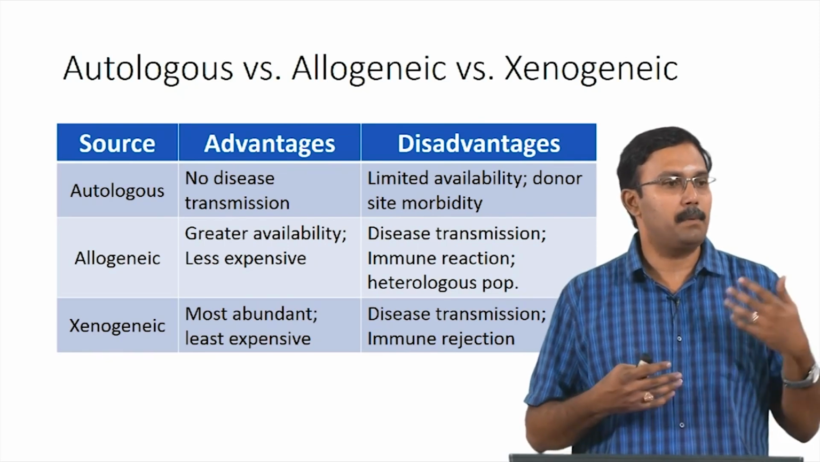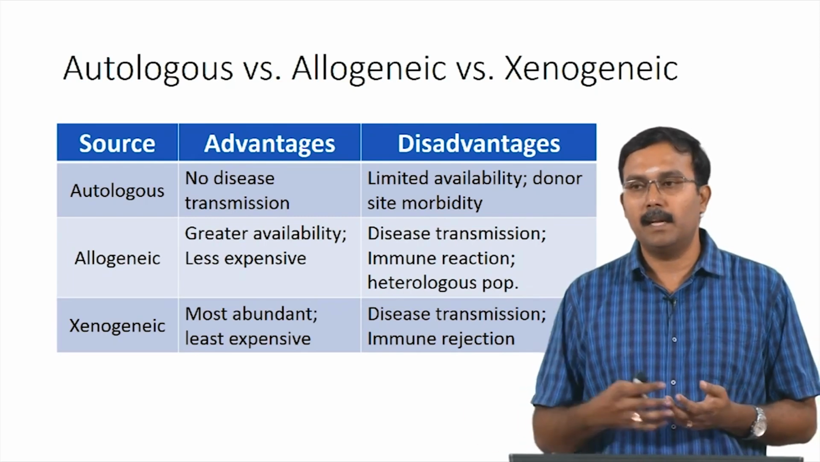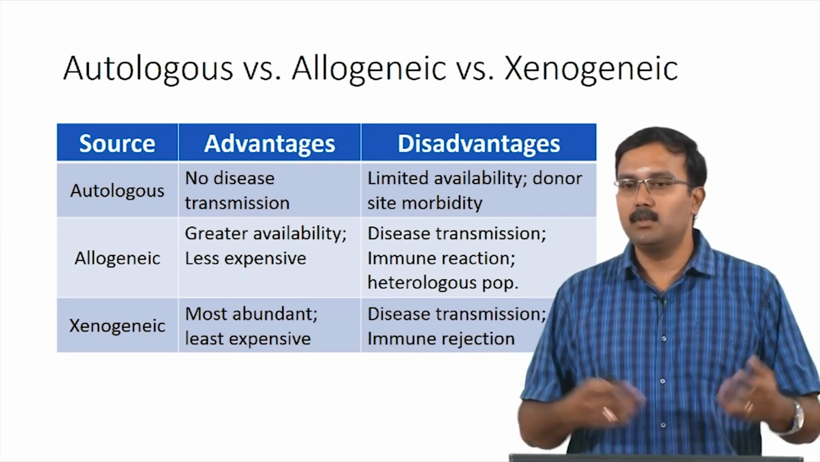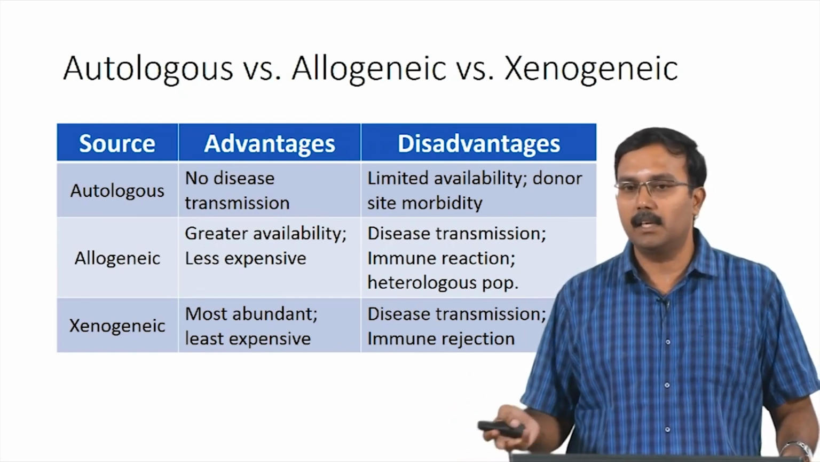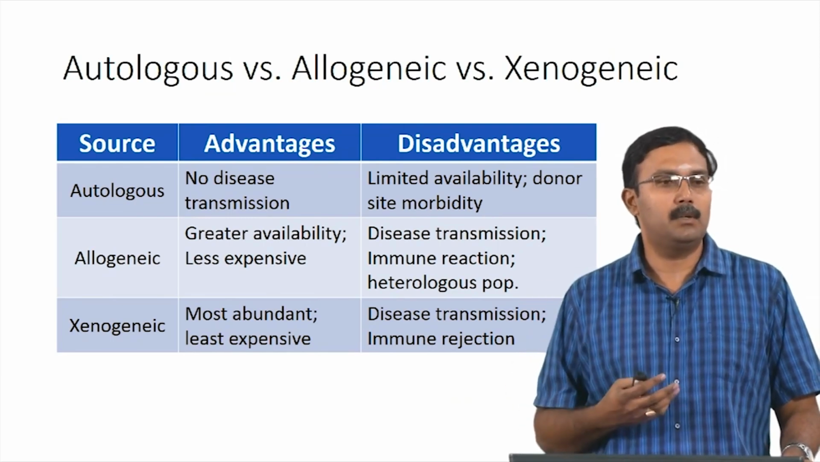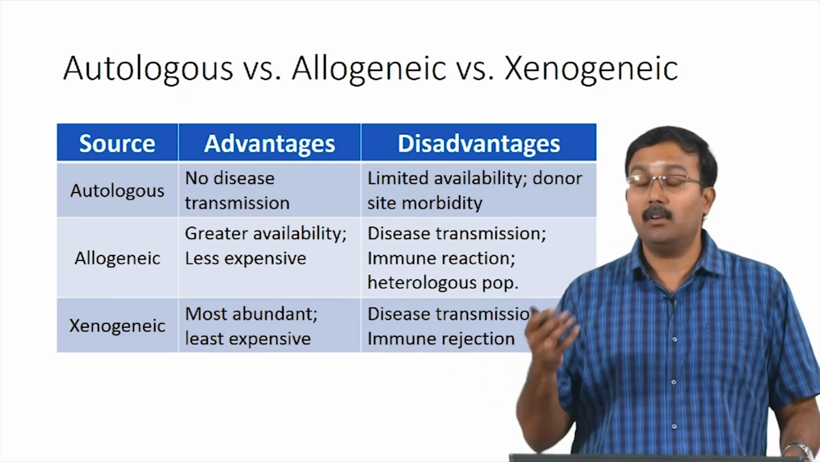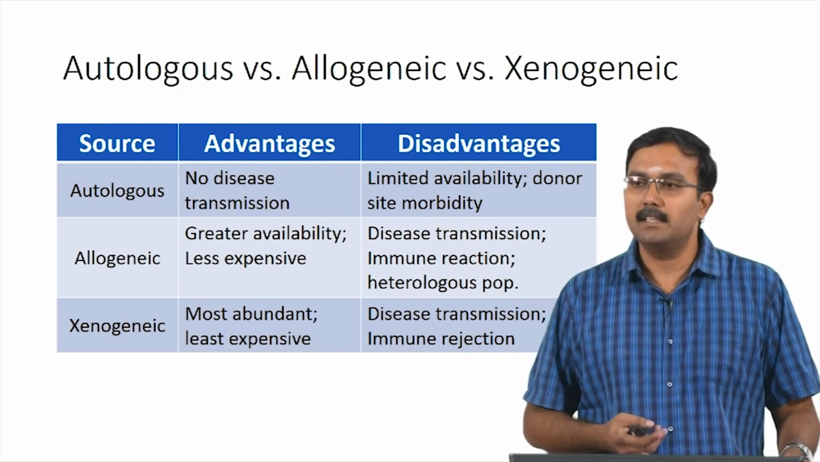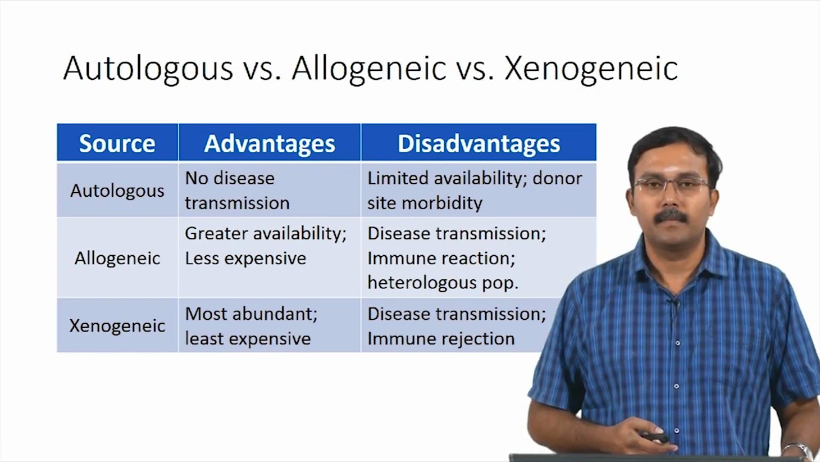In many cases, what people do is they try to harvest autologous cells and then culture them, expand them to get desired numbers, and then use them for treatment of the injured site. So, in the introduction lectures, we had actually talked about using autologous chondrocytes for regeneration of cartilage, right. So, those kinds of things are very commonly done even today.